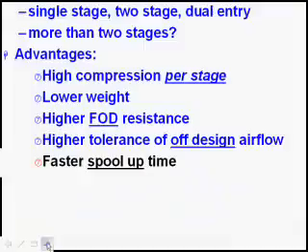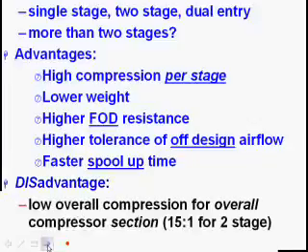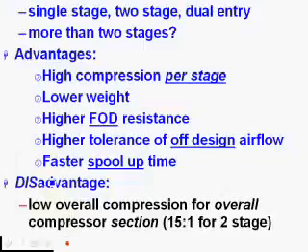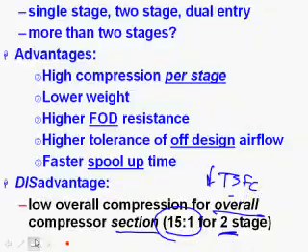And, of course, I said if it weighs less, then it'll spin up faster because it has less inertia. You can actually have a smaller starter motor. The main disadvantage is that you're stuck. The overall compression for the entire compressor section is still going to be 15 to 1, and that's if you use both stages. And so you're not going to get much past that. I'm sure a newer one has been designed to be 16 or 17 to 1, but we'll use 15 to 1 for the test. But we're only going to be able to get the TSFC to go down so far, and then we're not going to be able to do any better.